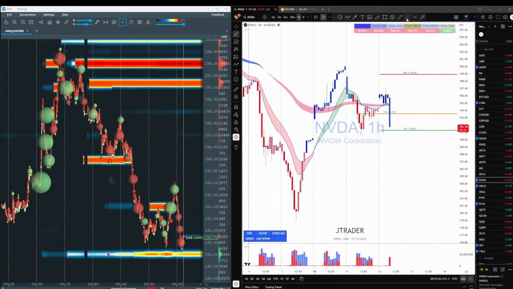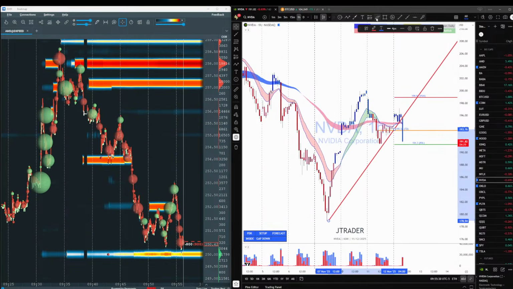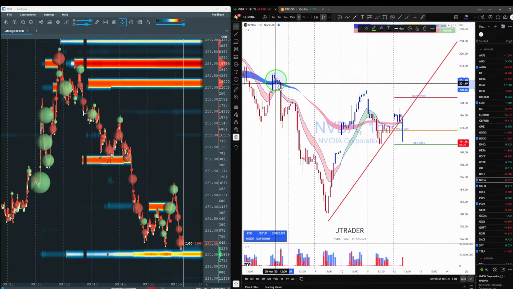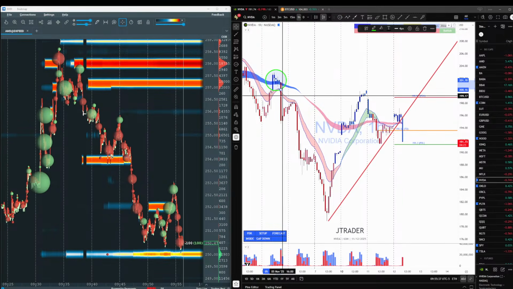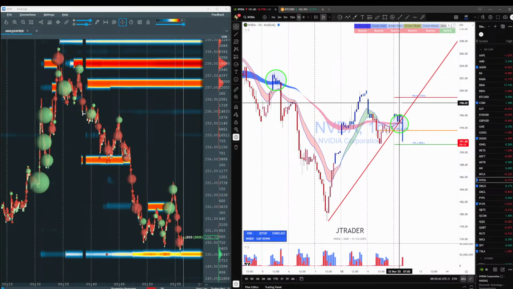Nvidia, I love these plays over here. When you can see the price gets to this major area. You can see over here, the zone below the pink zone again, and it just did right now on the trend line break. I mean, that's amazing.